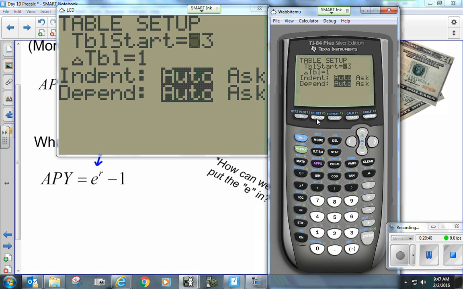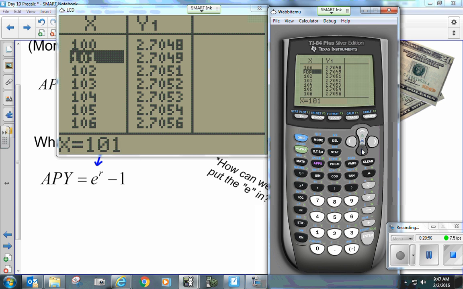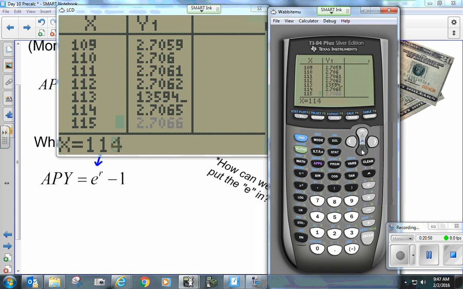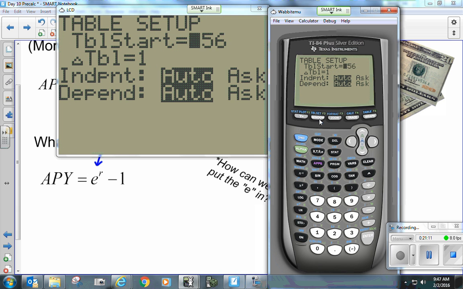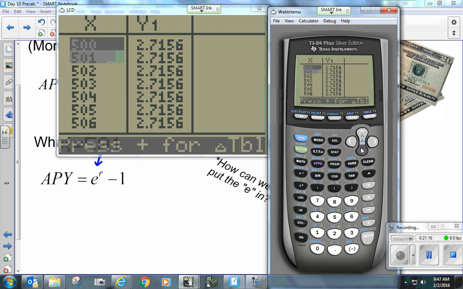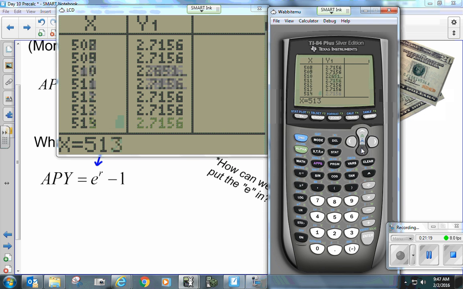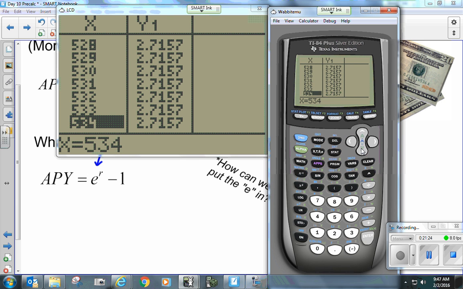Let's start at 100. Let's look at our table. 2.7 something. It's going to keep on going up. It's going to be 2.7 something, right? It looks like it's not changing. 2.7, 2.7, 2.7. Any guesses on what it's going to approach? Let's change our table set. Let's go to 500. 2.715. It's going to go 2.71. Not 2.8. You know what it approaches?